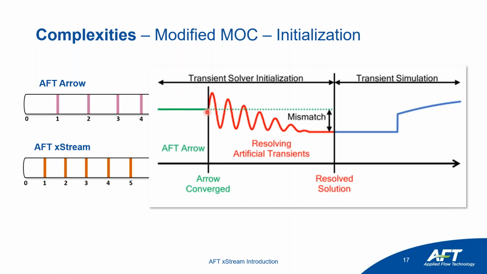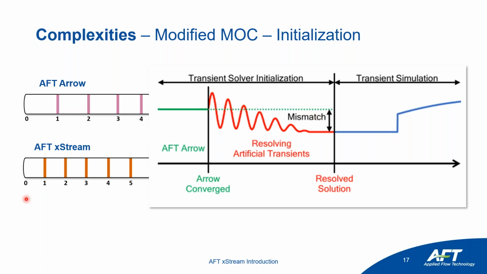If there are any differences, we run our transient solver until those artificial transients, being things that aren't realistic in the system, are resolved. They're solely caused numerically due to differences in how the solution was structured. Until it resolves out, it finds a new steady state, and then we perform our transient simulation. Again, this mismatch depends on how you section the model. The more sections you add in xStream, the finer resolution you can put your Arrow results into, the fewer artificial transients and the lower mismatch you'll see in your final results.